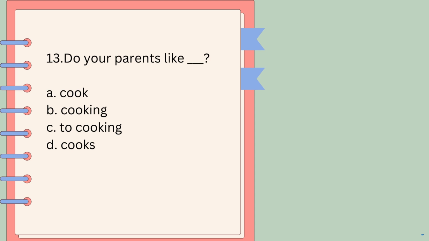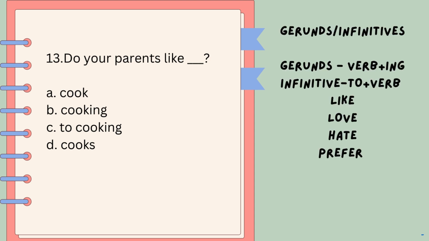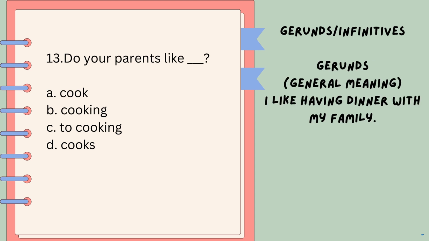Do your parents like blank? This is question 13. This is a gerund infinitive question. So what is a gerund? What is an infinitive? Shortly, if the verb takes ing, it is a gerund. If the verb takes to plus verb one form, this is an infinitive. You need to know which one you use with which verbs. So like, love, hate, prefer, which means that you can use both of them, but there are slight differences.